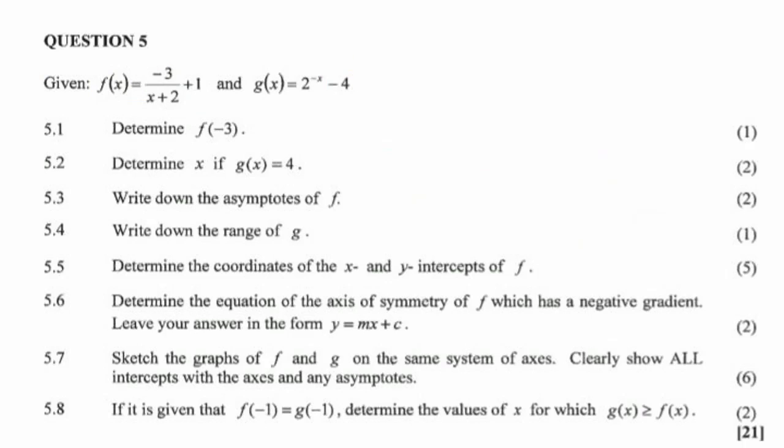Then 5.5, it says determine the coordinates of the x and y intercepts of f. So here we must calculate the x-intercept and the y-intercept. Remember, that question is always there, right? So we have our f of x. Let's write our f of x first. Then it's -3 over x plus 2 and then plus 1.